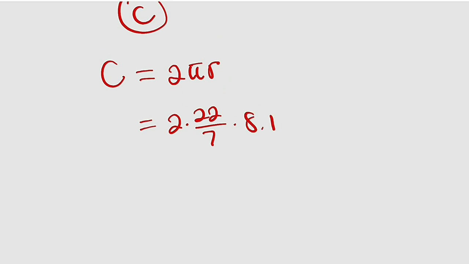We have 2 multiplied by 22 multiplied by 8.1. This is 356.4. Then we divide the result by 7. This is 50.91, but they said that to the nearest whole number, so this is going to be 51 cm. And this is all about question number 11.